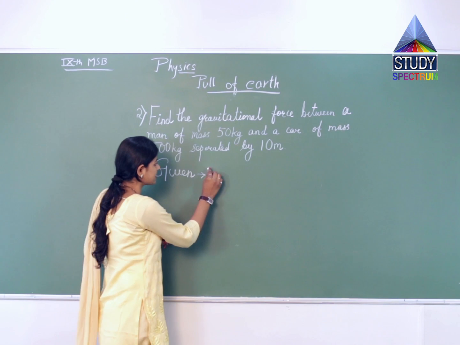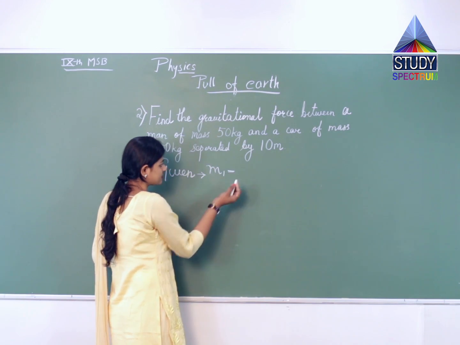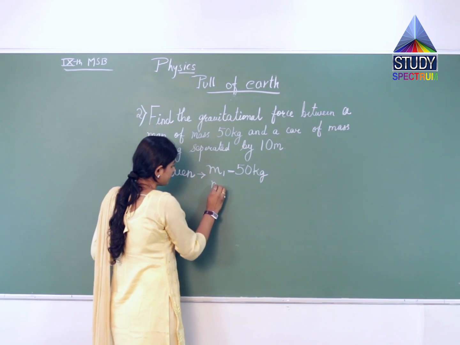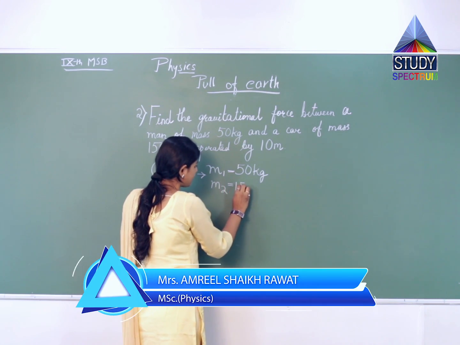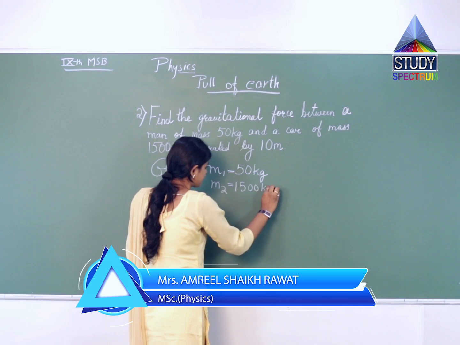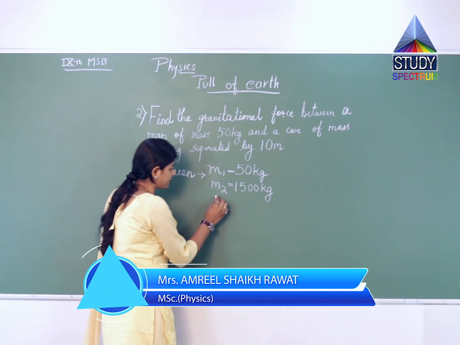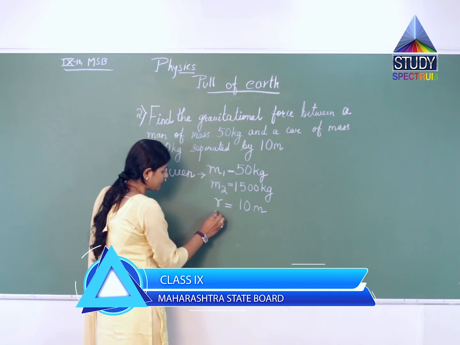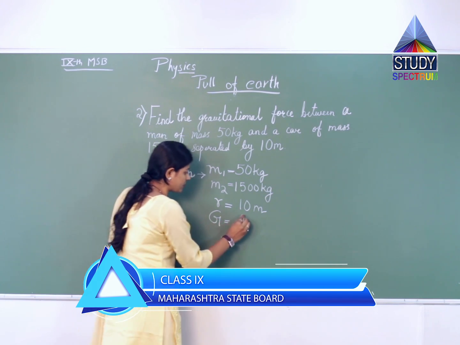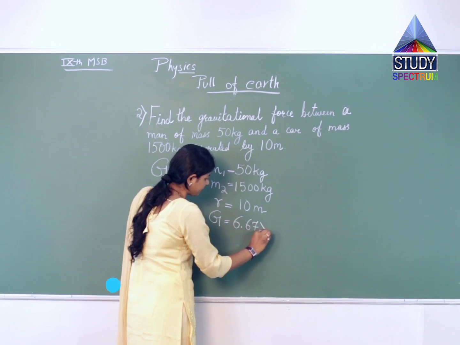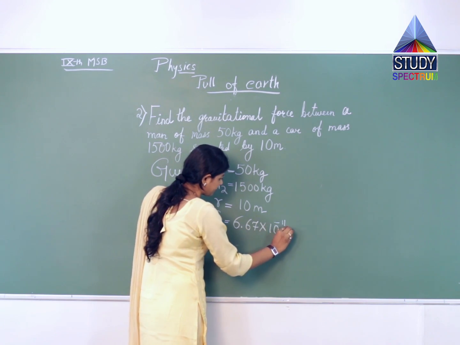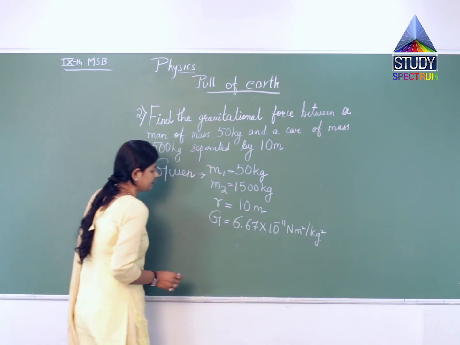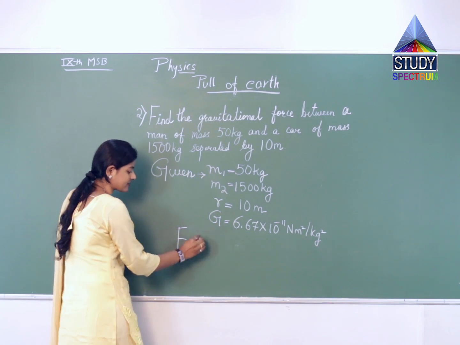Let's note down the given data. m1, which is the mass of the man, is 50 kgs. m2, which is the mass of the car, is 1500 kgs. The distance or the separation between them is r, which is equal to 10 meters. The constant value of G is 6.67 into 10 raised to minus 11 Newton meter square per kg square. We have to find the gravitational force acting on both the bodies.